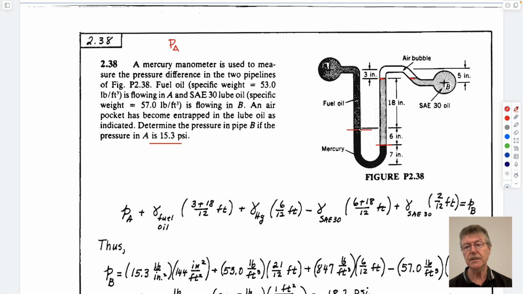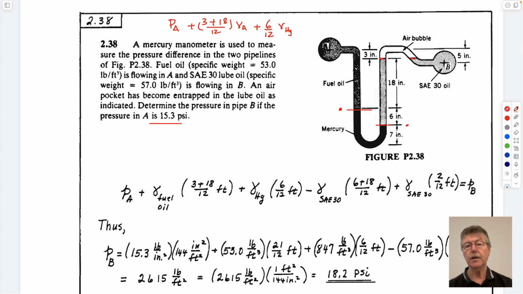Okay, we're going to go from here down to this point here. So we'll have to go 3 inches plus 18 inches. So we're going down. 3 plus 18, you divide by 12 because they're in feet, because it's an inches to feet conversion. And that gives you the pressure here. And it's going to be the unit weight of fluid A. So now we're here. Now we want to get here. We're going to go down and back up. So we could go 6 plus 7 down and 7 up, or we can just go 6 down. So we're going down again. So we add 6 inches over 12 times the unit weight of mercury. And that gets us to this point. We're going to go up. So we subtract to get to this point 18 plus 6.